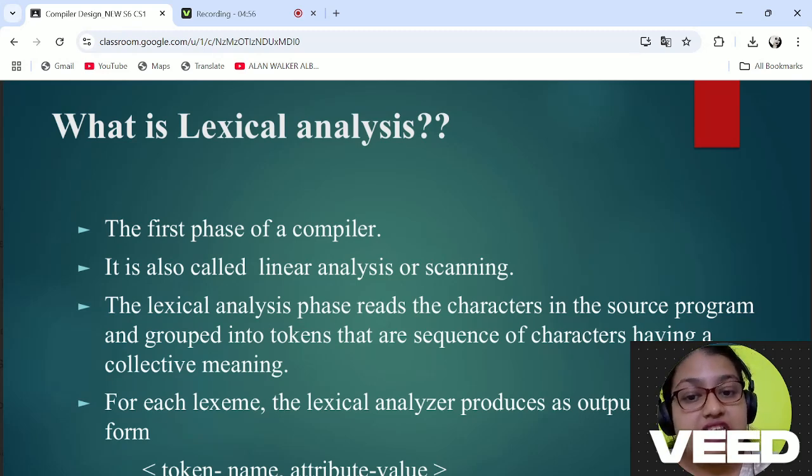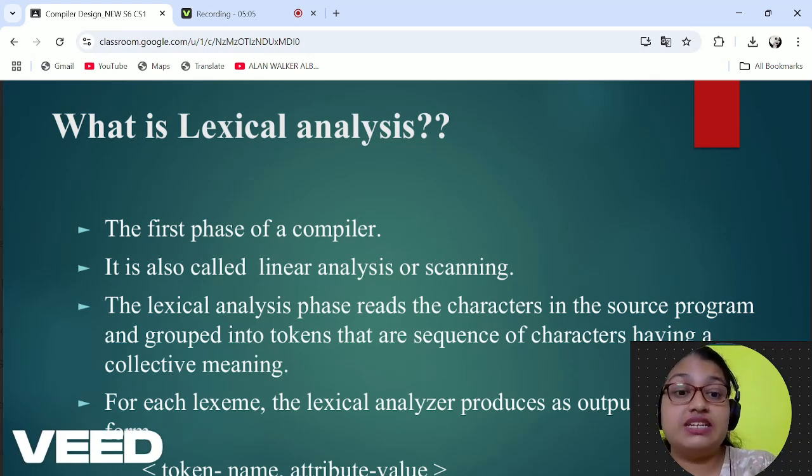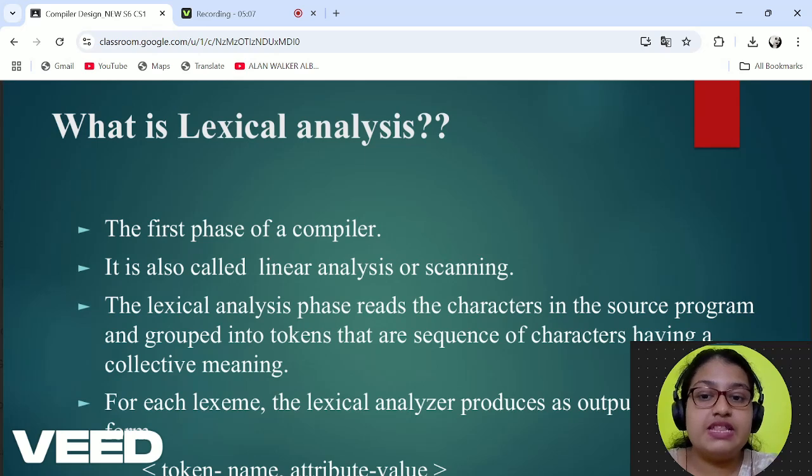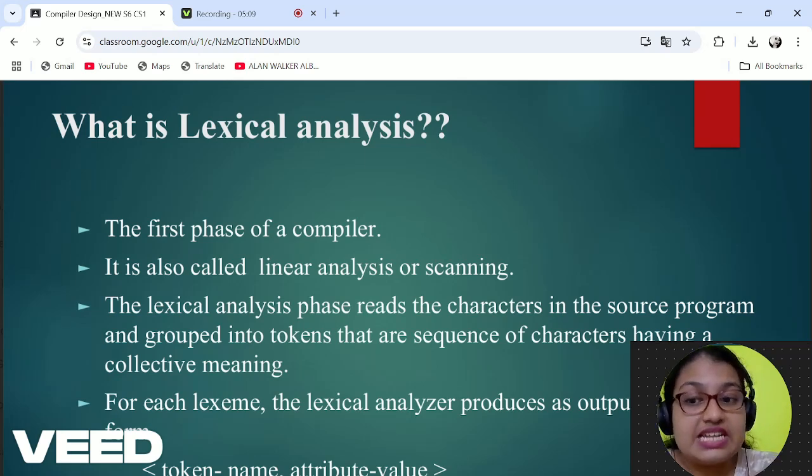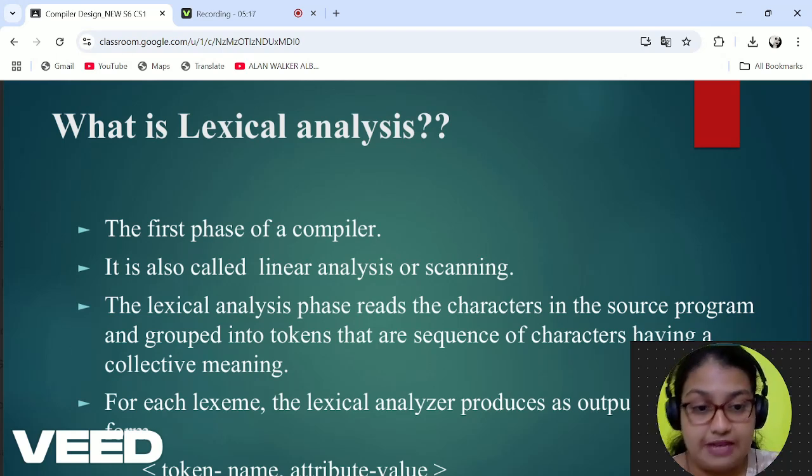The lexical analysis phase reads the characters in the source program. So what does this lexical analysis phase do? As I told you, it is about scanning. It will read the characters in the source program and group them into tokens. So what are these tokens? They are a sequence of characters which will have a collective meaning.